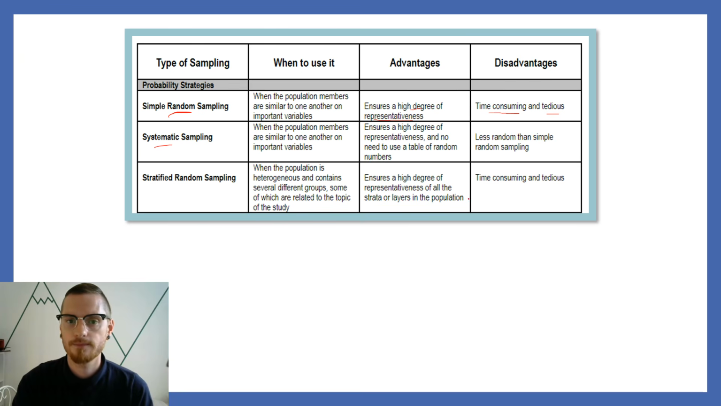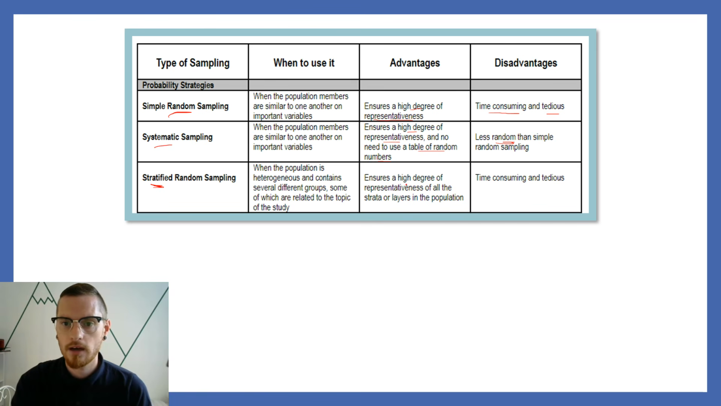Okay, systematic sampling again gives a high degree of representativeness, and there's no need to use random number tables or random number generators. Disadvantage, less random than doing random sampling, obviously. So it's not as random, a little bit more bias creeps in.